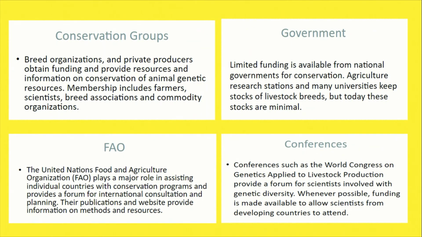We also have conservation groups, breed organizations, and private producers who obtain funding. Yes, now these ones, they have gone ahead, they have obtained funding, and they provide resources and information on conservation of animal genetic resources. And then you will have members, maybe the farmers. If it is a conservation group for cows, you're going to have dairy farmers being part of that conservation group, and then they are going to involve other scientists. Then you're going to have breed associations and commodity organizations. Sometimes they help them improve their breeds so that they can also sell.